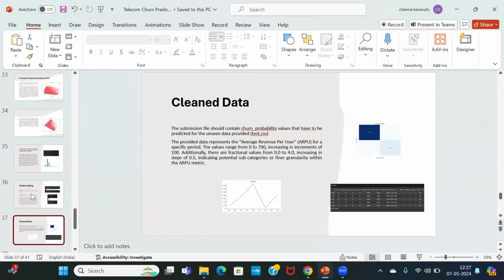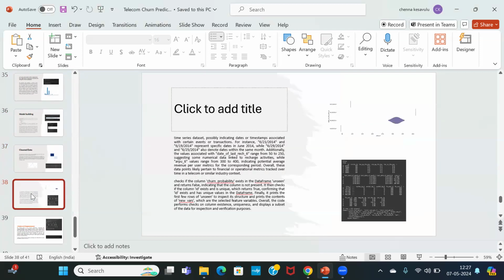The submission file should contain churn probability values that have to be predicted for the unseen data provided in the test set. The provided data represents the average revenue per user for a specific period. The value ranges from 0 to 700. A finer granularity within the ARPU metric. Next slide. Yeah. Time-since dataset, possibly indicating dates or time lapse associated with certain events or transactions, for instance, 8/21/2014 and 6/25/2014.